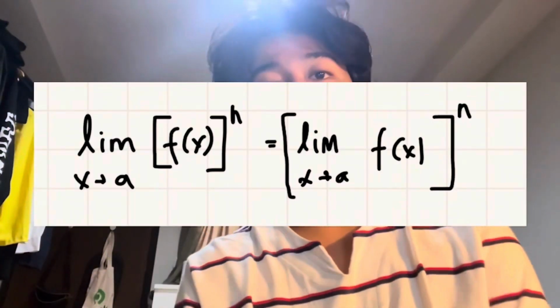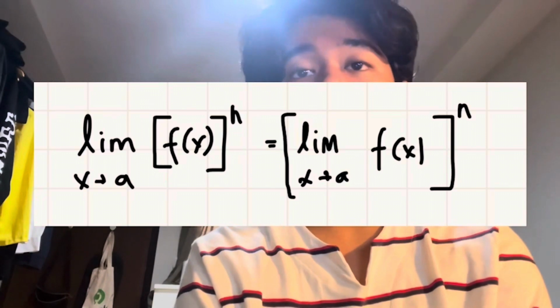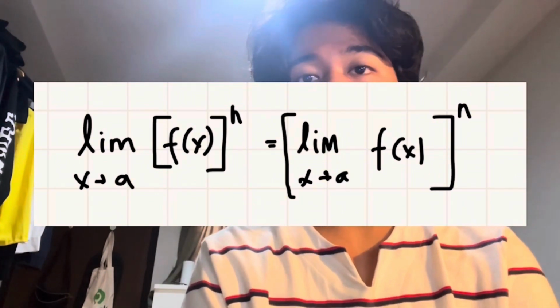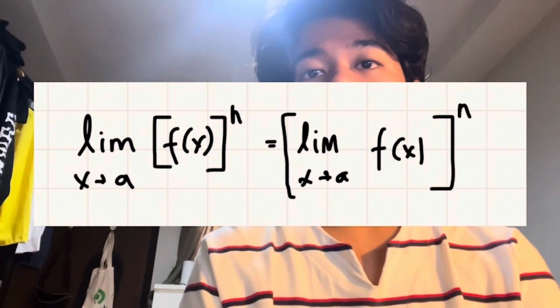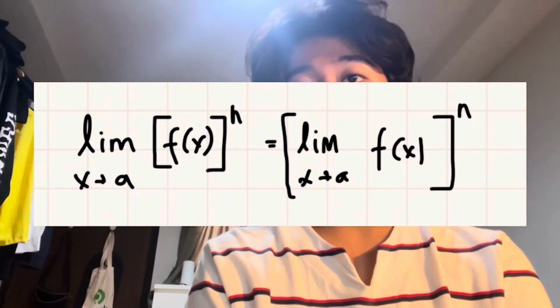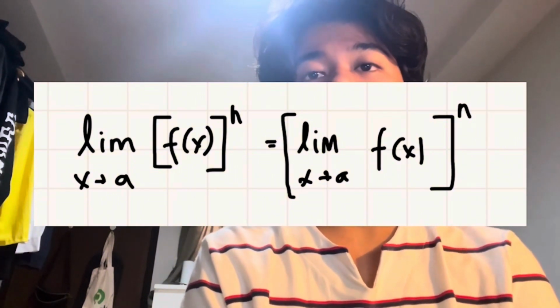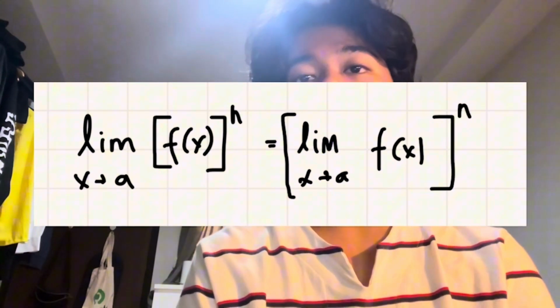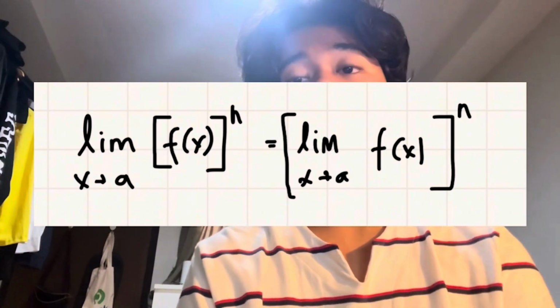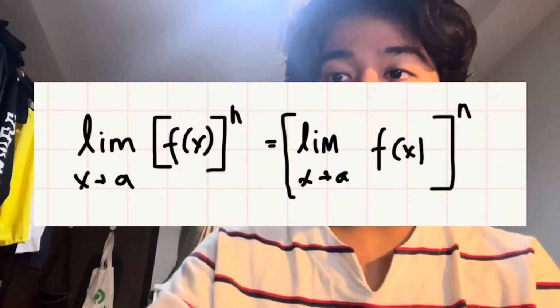So the last form or the last type that I want to share with you guys is the limit x approaching a of f(x) to the power of n. It's equal to the limit x approaching a of f(x), all to the power of n. So you can move the exponent from the inside to the outside.